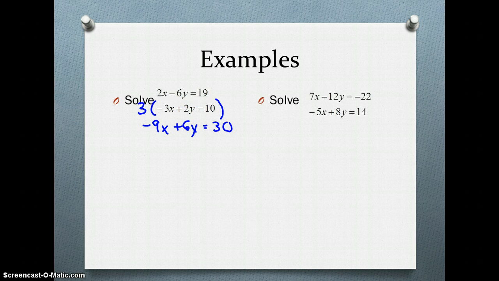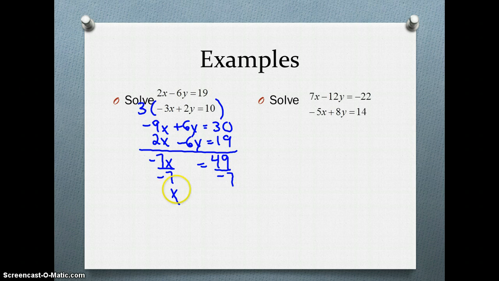And then I'm just going to bring down the other one right below it. 2x minus 6y equals 19. Now we can combine these just by combining our like terms. Negative 9 and positive 2 is negative 7x. Positive 6y and negative 6y cancel out. 30 plus 19 gives us 49. So when I divide both sides by negative 7, I get x equals negative 7.